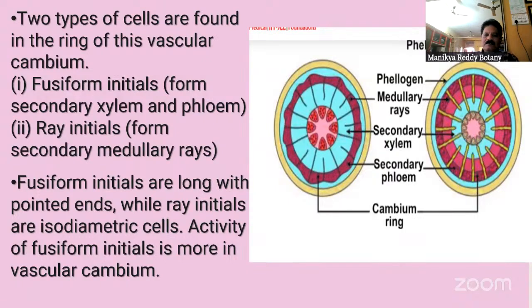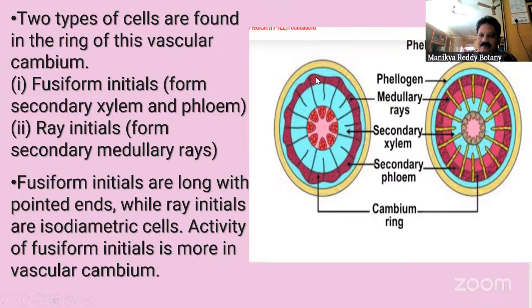Some of the daughter cells formed from the ray initials in the cambial ring remain parenchymatous. They do not develop into secondary xylem inside and secondary phloem outside. These lines are there, no? These lines are called secondary medullary rays. The secondary medullary rays develop from the ray initials.